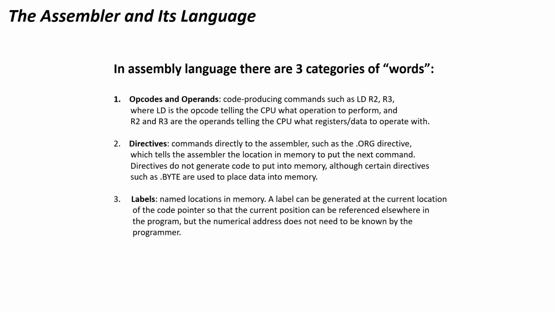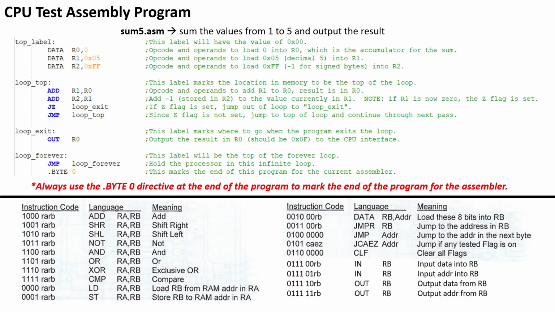An assembly program consists of operands and opcodes, which are code producing commands, directives that are commands directly to the assembler containing instructions on how to assemble the program, and then there are labels which mark locations in memory.